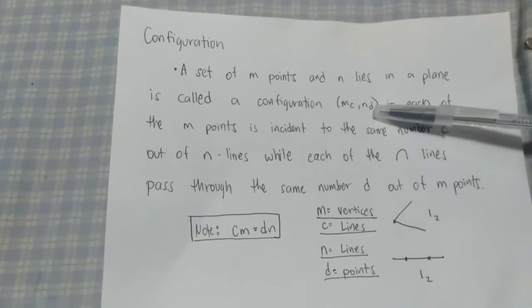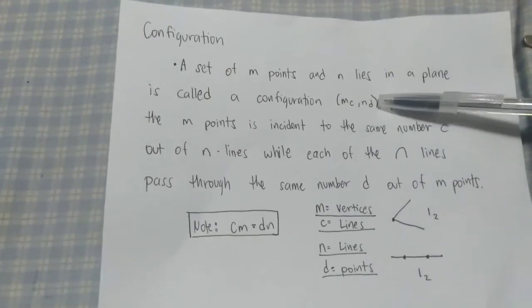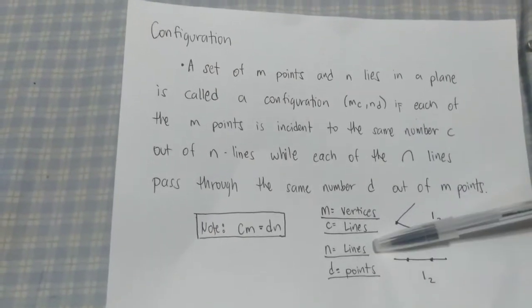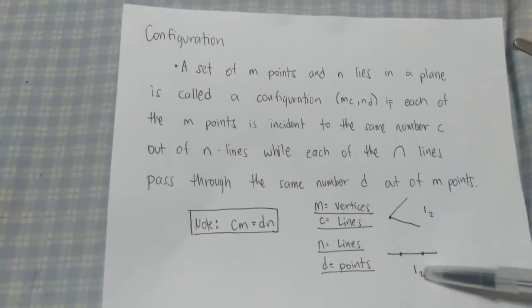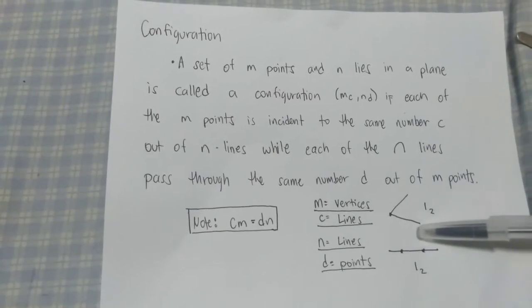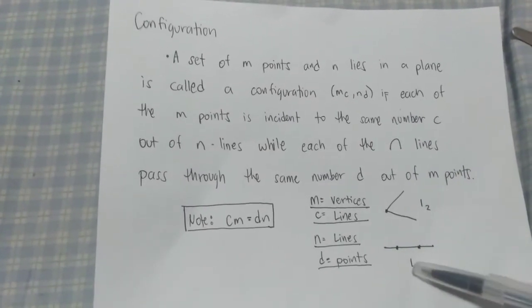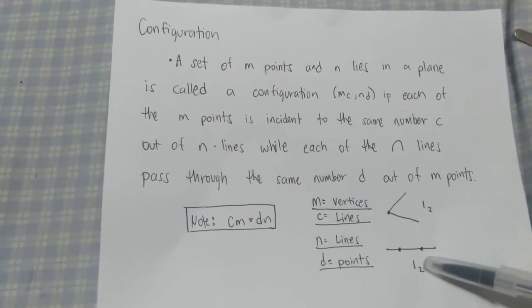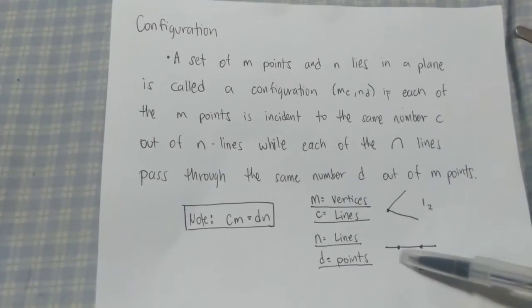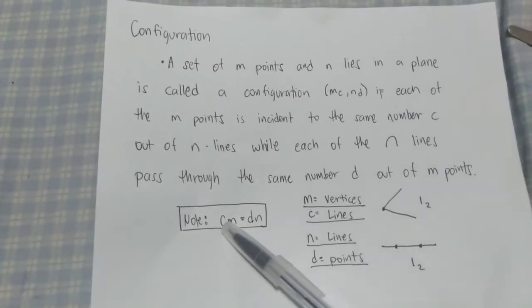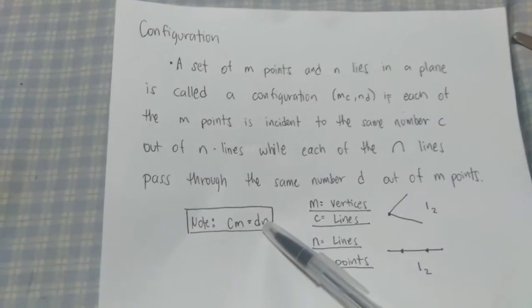Next, what is the meaning of ND? The meaning of ND is how many points are in a particular line, like this. This is the example of the other visualization. We have one line and 2 points. Note, MC is equal to ND.